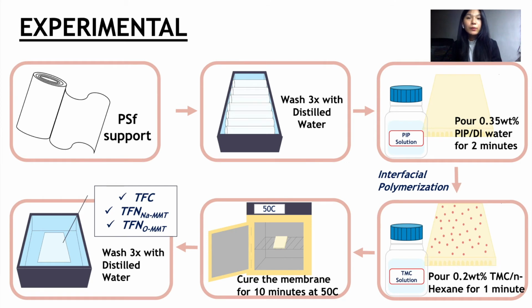After that, cure the membrane in the oven for 10 minutes at 50 degrees Celsius and wash the membrane 3 times to remove the amine. Lastly, submerge the membrane in water bath until use.